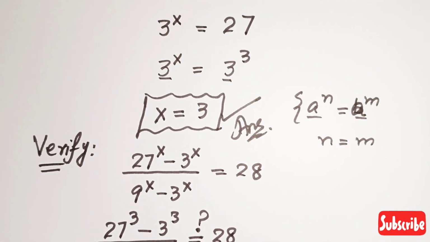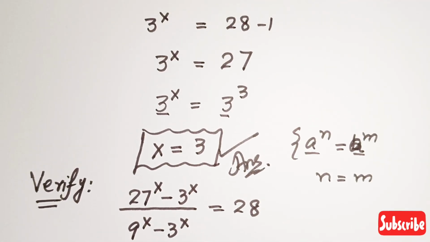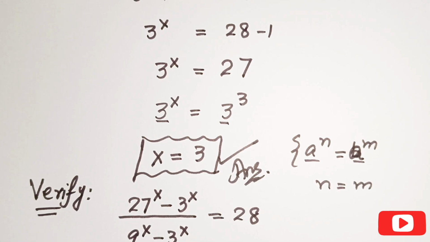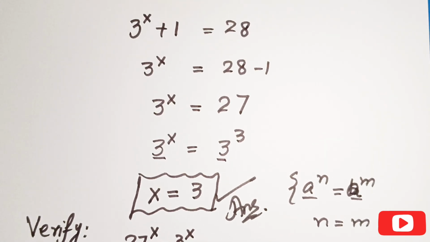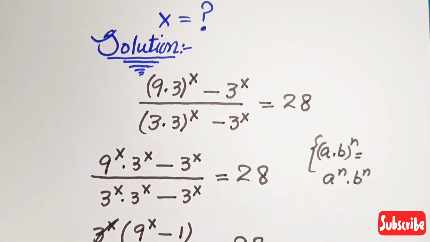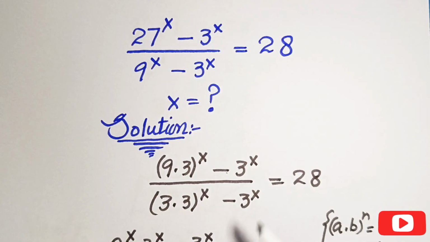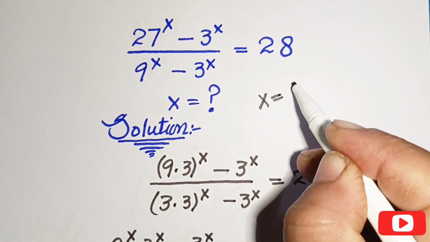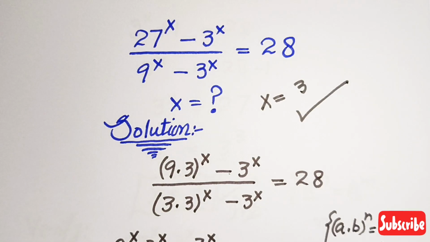Now we can check our entire solution here step by step. I hope you have understood all these steps one by one. So our final answer is x is equal to 3. That is our final answer.